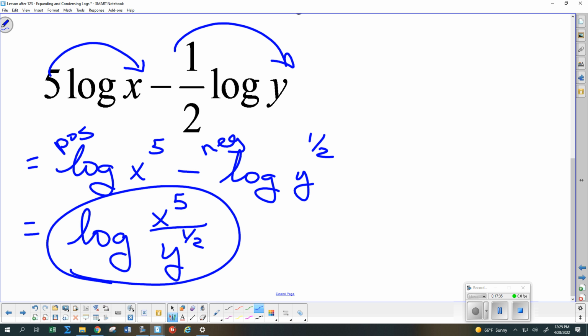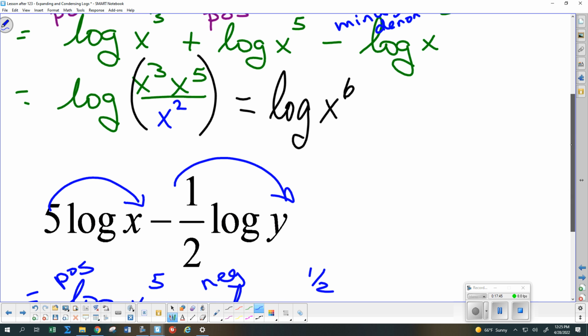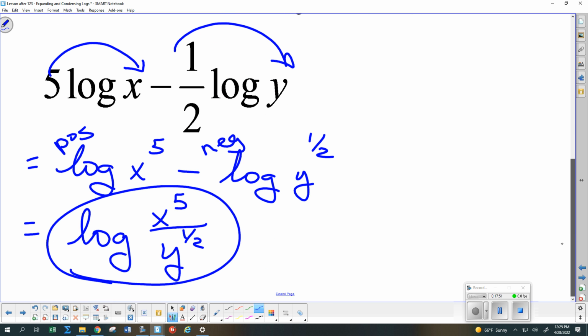They do have the same base. They're both log base 10. The variables are different. On the one before, I put all of the x's together because they were all x's, so I could just write x to one power, and I needed to do that to simplify it. Now I have different letters, so I can't also put them together.